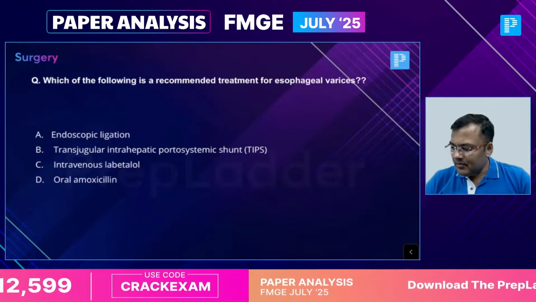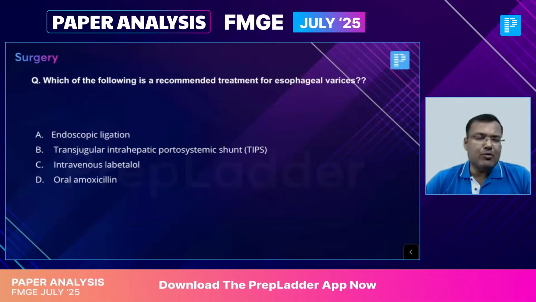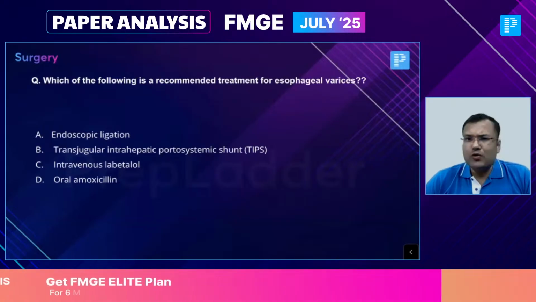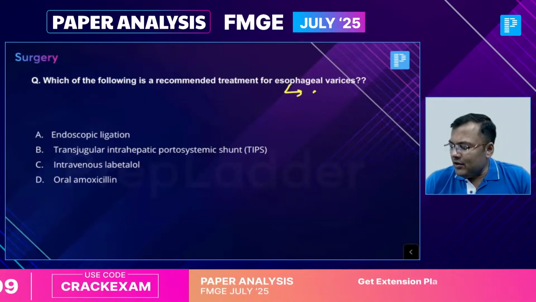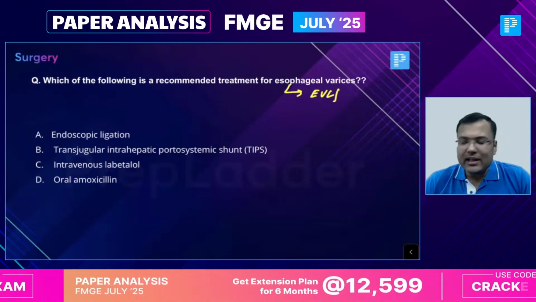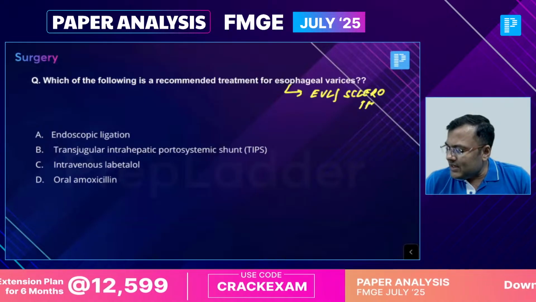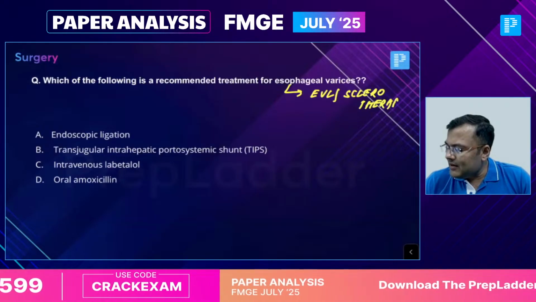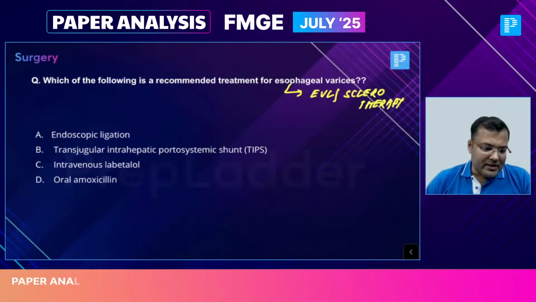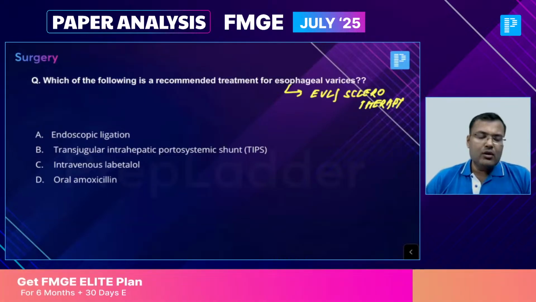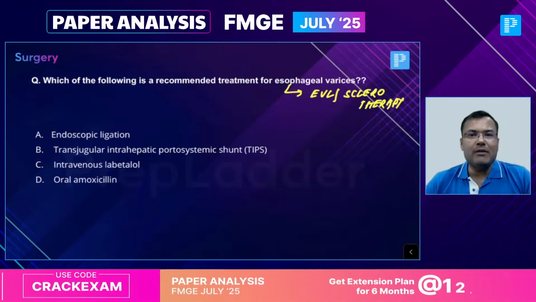Next question. Which of the following is a recommended treatment for esophageal varices? You all know what the treatment option for esophageal varices is, how we control the bleeding. We have two options: endoscopic variceal ligation and the second option is endoscopic sclerotherapy. Can you tell me which one is preferred? Which one is the treatment of choice? Almost everybody is correct. Everybody is correct, guys. It is endoscopic variceal ligation.